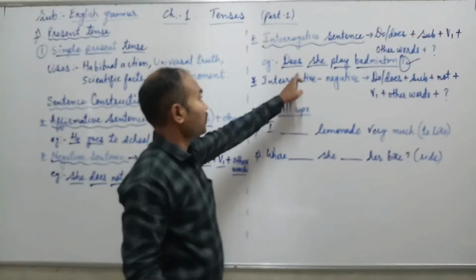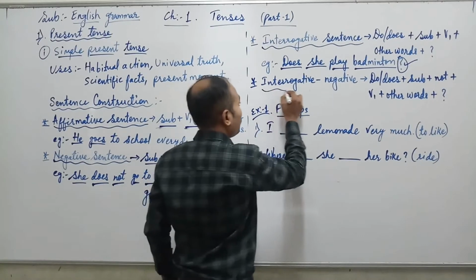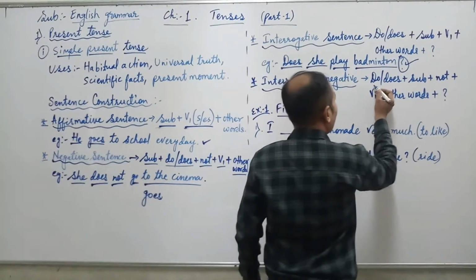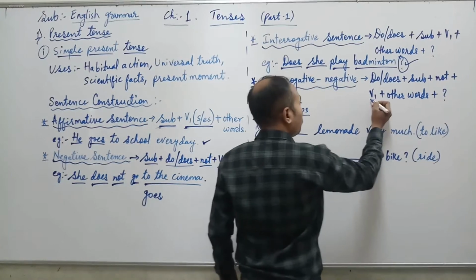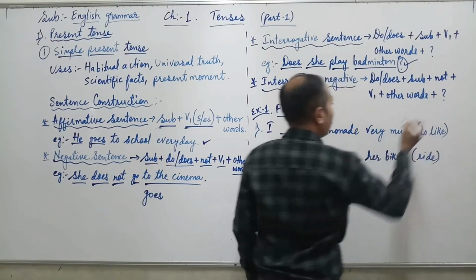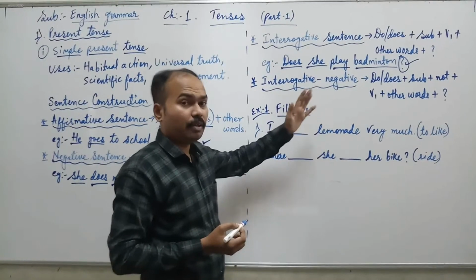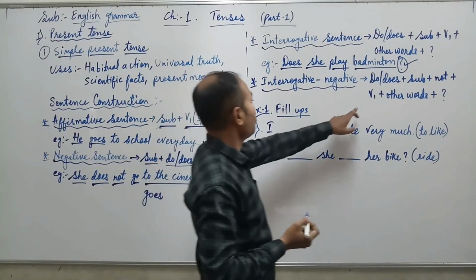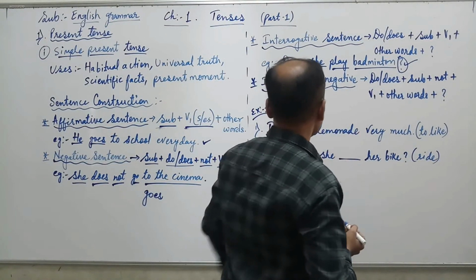So this was the structure for making an interrogative. And finally, the interrogative negative sentence structure is do, does, subject plus not plus V1 plus other words, and finally the question mark. All this structure you have to write down as well as learn. Okay. So this was the structure for making an interrogative negative sentence.